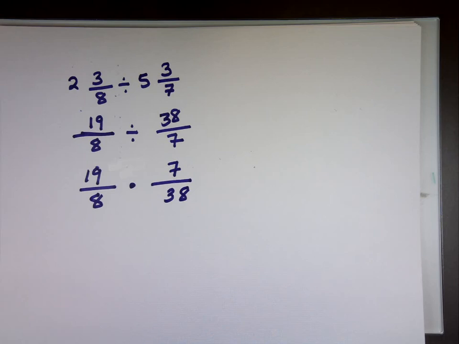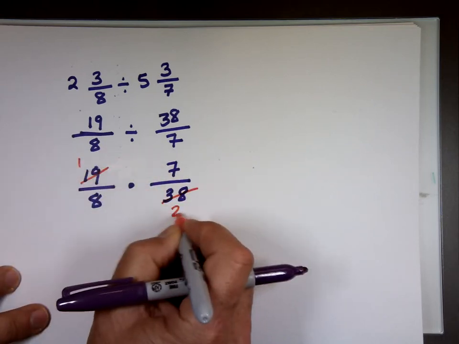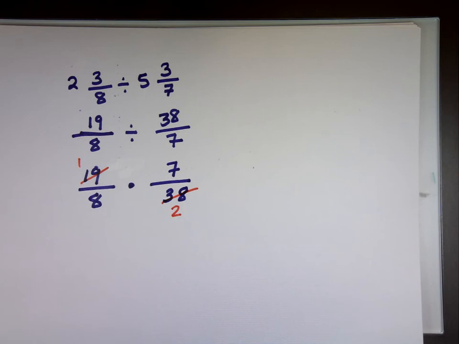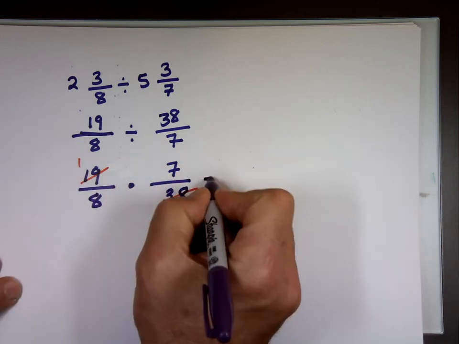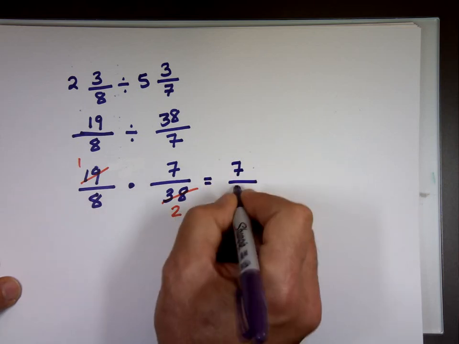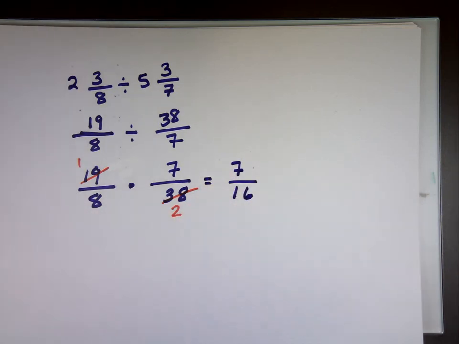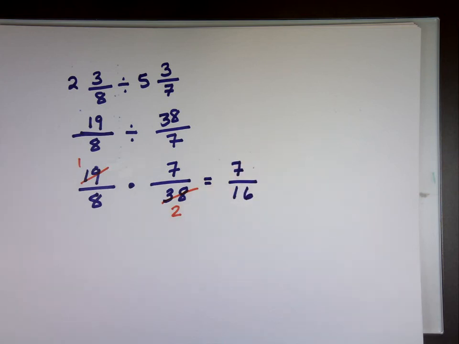Well, 19 and 38. By 19, this is 1. By 19, this is what? 2. You can divide the 38 by 19. So 1 times 7. 2 times 8. And I can't change it to a mixed number because this is a proper fraction. The top is smaller than the bottom. And that is my answer.